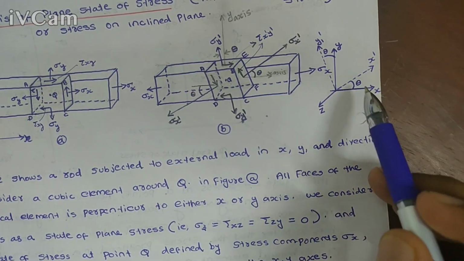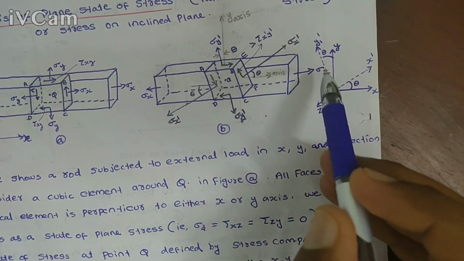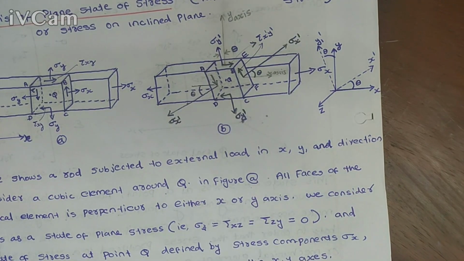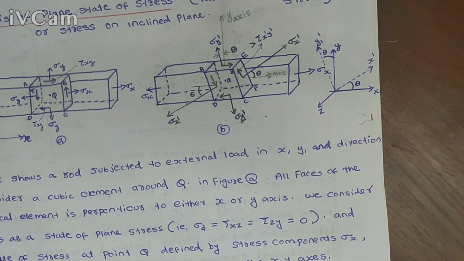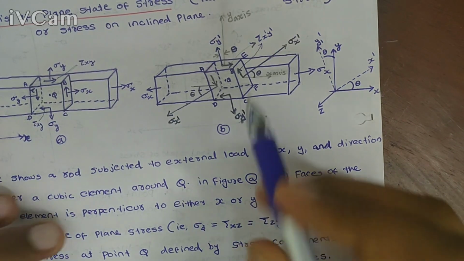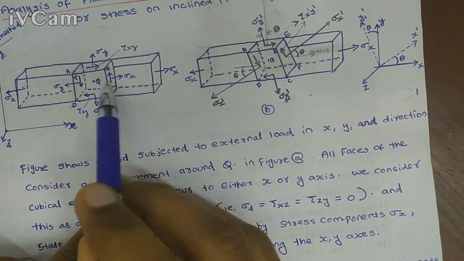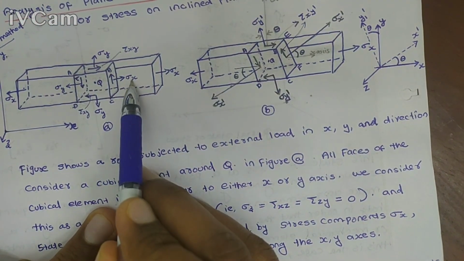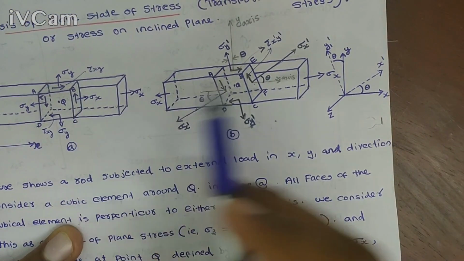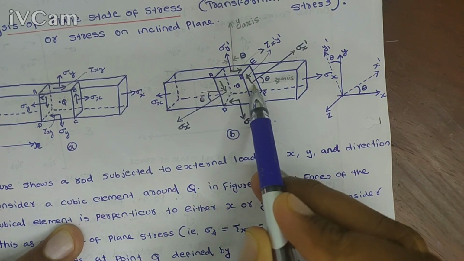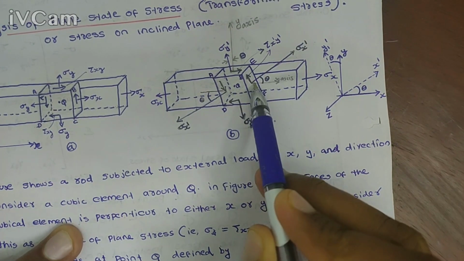X dash is making an angle theta with the horizontal, and similarly y dash is also making an angle theta with the vertical. So this is the new oriented position of the cube, and here we are going to calculate the normal stress on this face. Initially, the normal stress on this face is sigma x, but after theta angle rotation, what is the normal stress on this face?